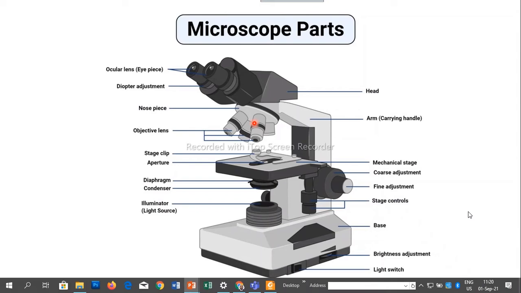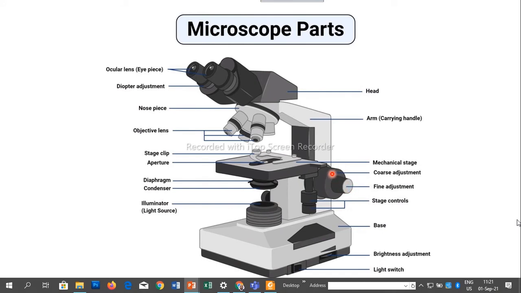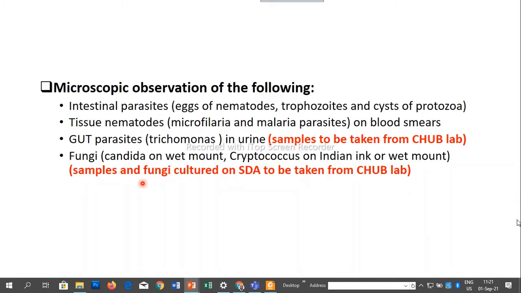This is the small knob, or fine adjustment knob. This is the big knob, or mechanical or coarse adjustment knob, that helps you to bring the stage up or down. You put the sample here, then this will help you to go up or down, but this will help you to look at the object that you are seeing. So you will learn this well in the laboratory. But meanwhile, you can try to understand those parts of the microscope.